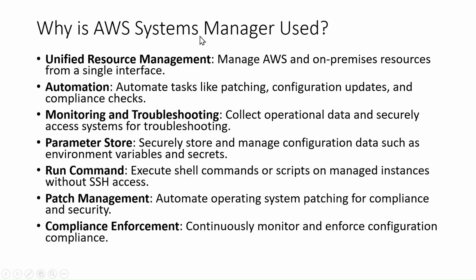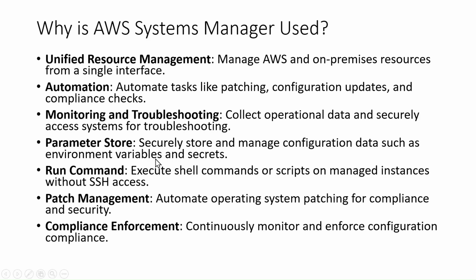So why is AWS system manager used? First is unified resource management, that is, it manages AWS as well as on-premises resources from a single interface. So from the AWS interface only we are able to manage all the system things and automate tasks like patching, configuration updates, and compliance. Okay, next is monitoring and troubleshooting. So we collect the operational data and securely access systems for troubleshooting. We collect the data from CloudWatch, analyze it, and do the troubleshooting. Next is parameters.